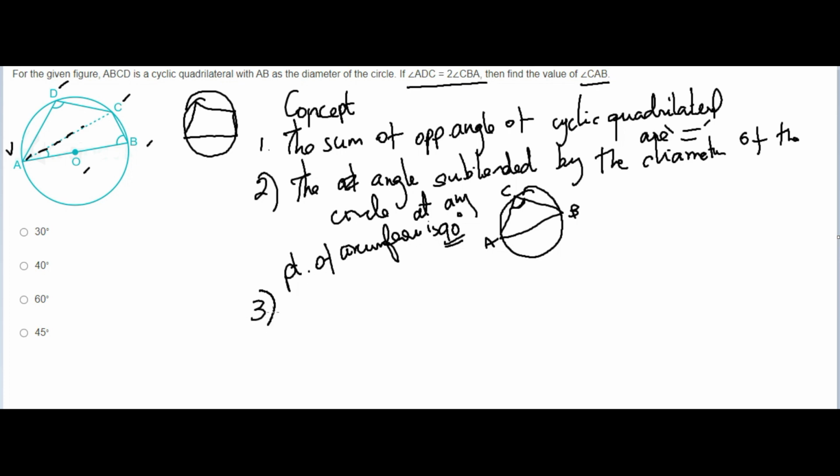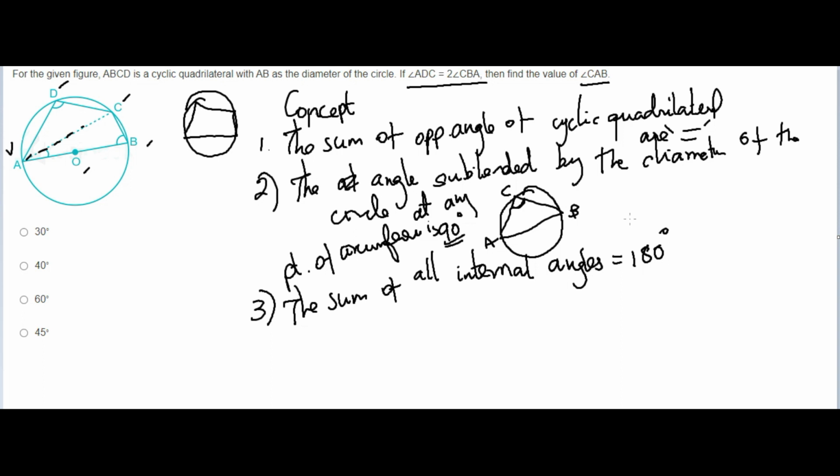And as usual, the simple third one: the sum of all internal angles of a triangle is 180 degrees. Don't worry, I'm just writing in a rough way. You can just follow me. This is the main concept, so from here you have to follow.